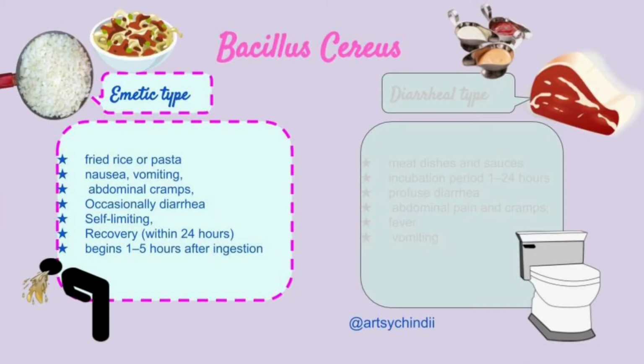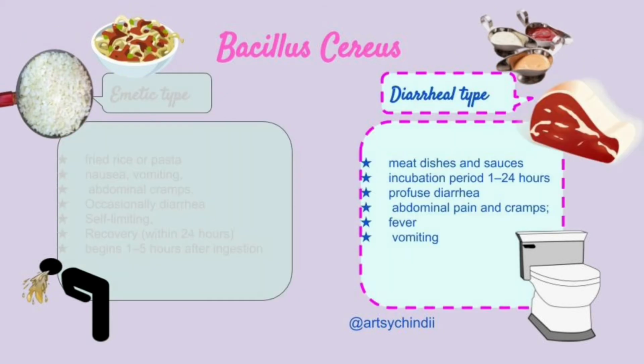Bacillus cereus is known to cause food poisoning. It has two distinct forms. The emetic type is associated with fried rice or pasta. It is manifested by nausea, vomiting, abdominal cramps, and occasionally diarrhea. It is self-limiting, with recovery occurring within 24 hours. These manifestations begin 1 to 5 hours after ingestion.